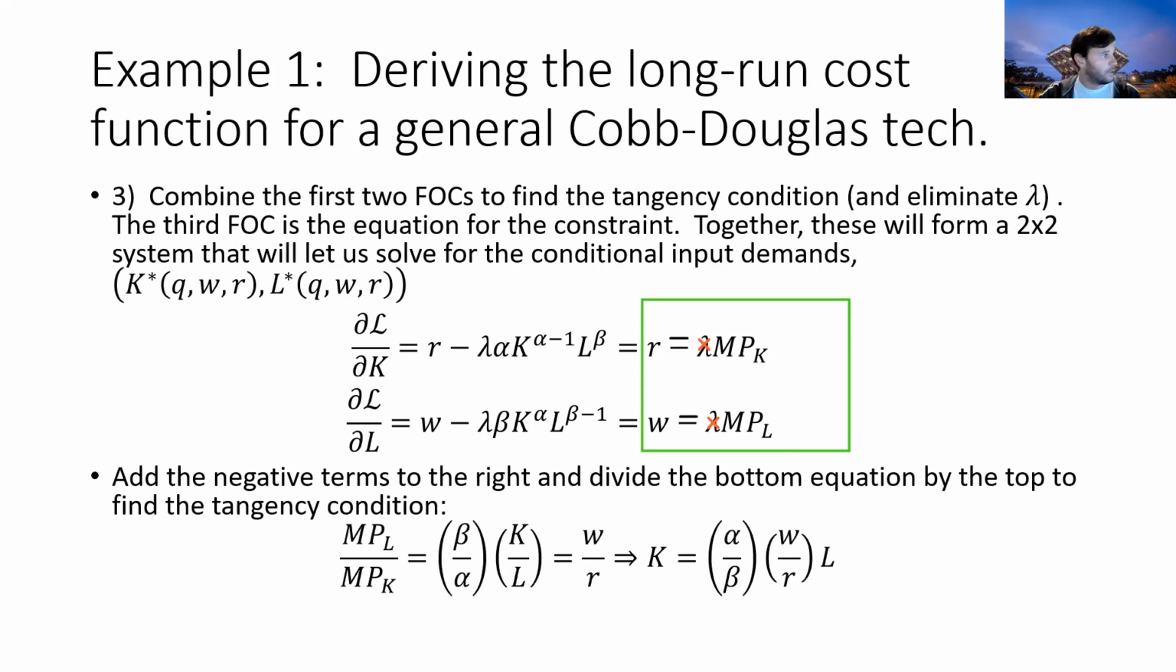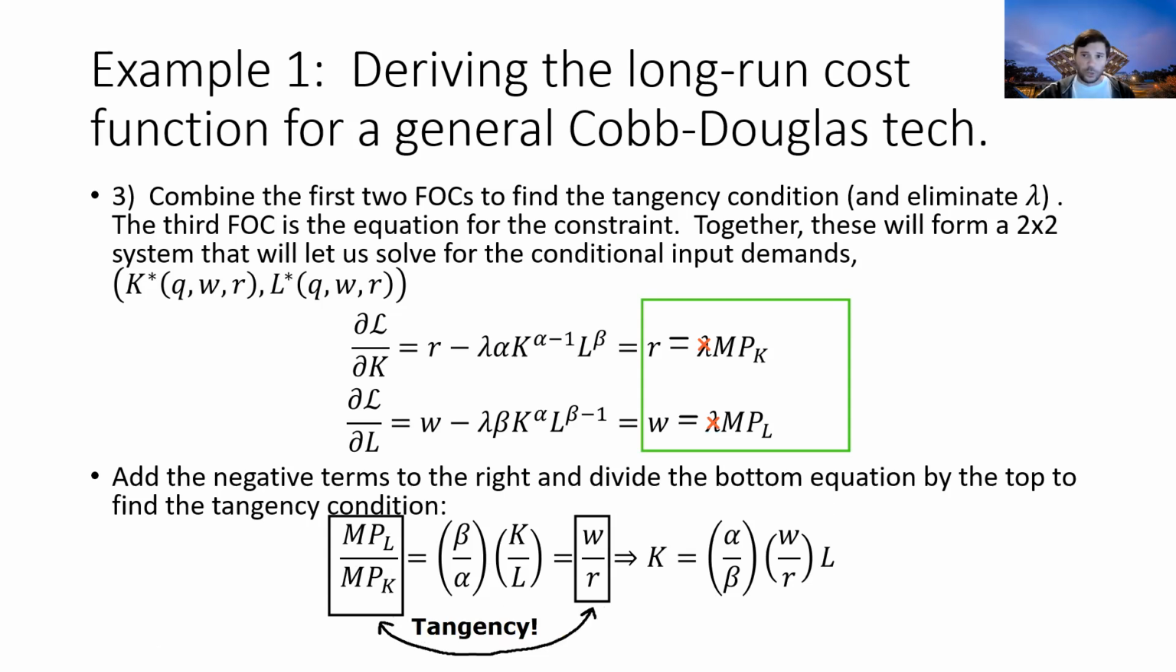So here is what that looks like. We divide them, and we get W over R equals MPL over MPK. That is literally the tangency condition from before, right? The slope of the isoquant in absolute value equals the slope of the isocost curve in absolute value. That is our tangency condition.